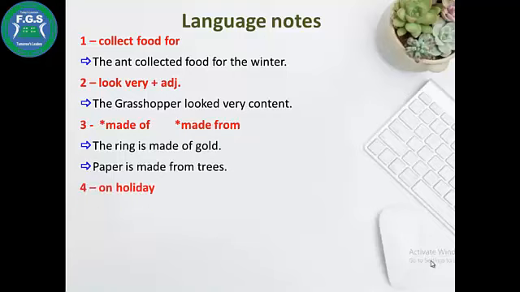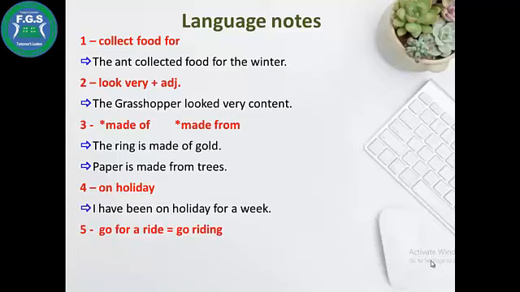On holiday. The word holiday takes the preposition on. I have been on holiday for a week. Go for a ride or go riding. We will go for a ride. He will go riding. So we say go for a ride, a ride here is a noun, or he will go riding, verb plus ing.